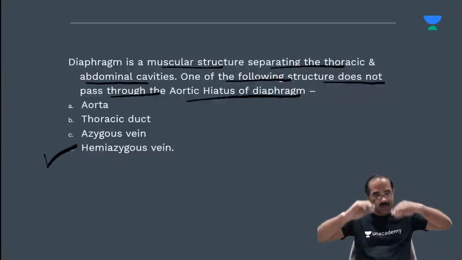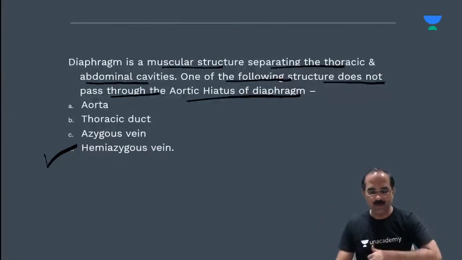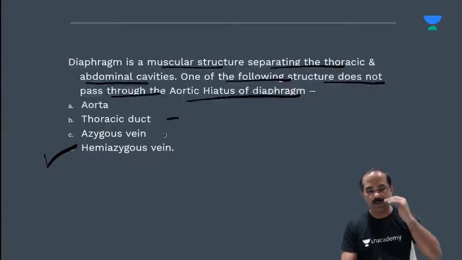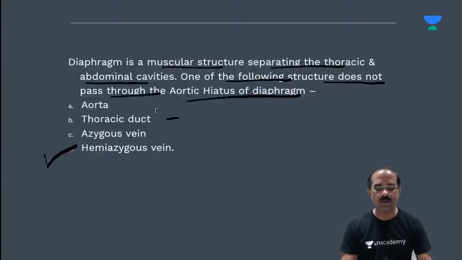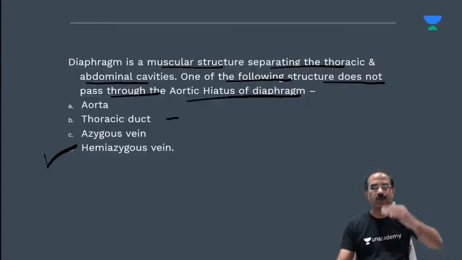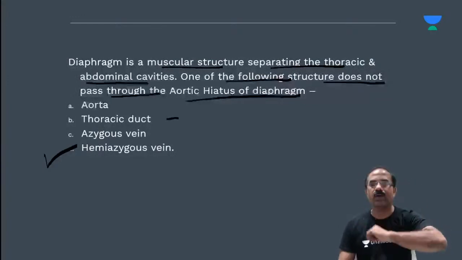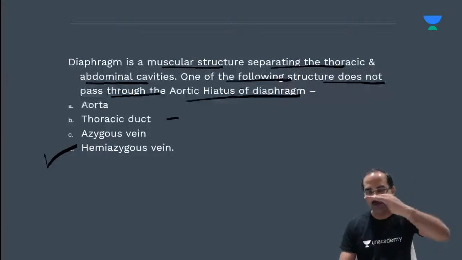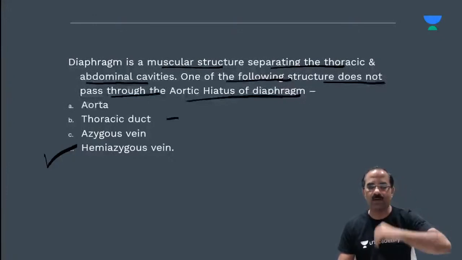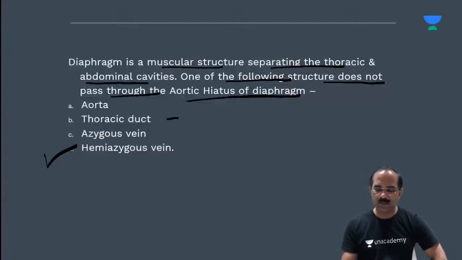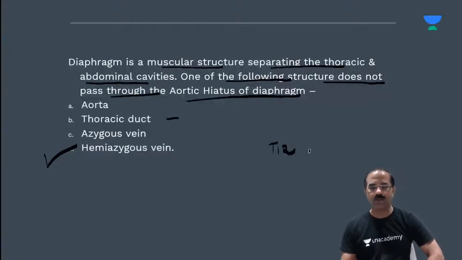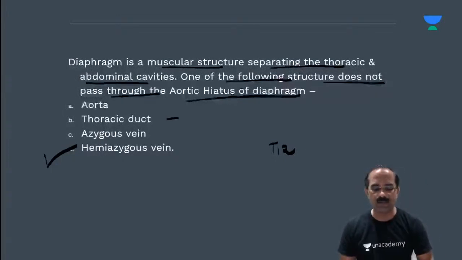So what passes through the aortic opening of the diaphragm? One is the aorta, second is the azygous vein, and third is the thoracic duct. They pass through the aortic opening of the diaphragm. What is the vertebral level? Aortic opening of the diaphragm lies at T12 vertebral level.